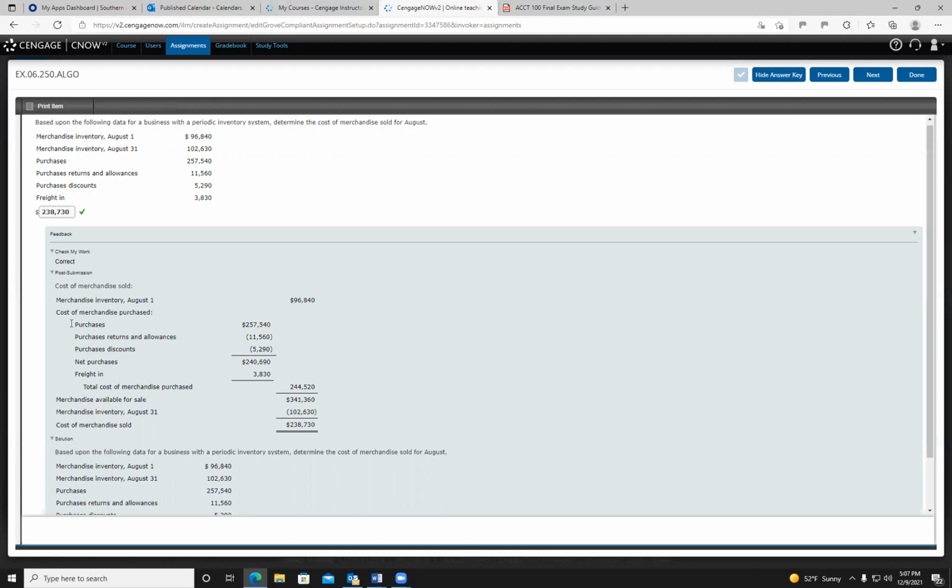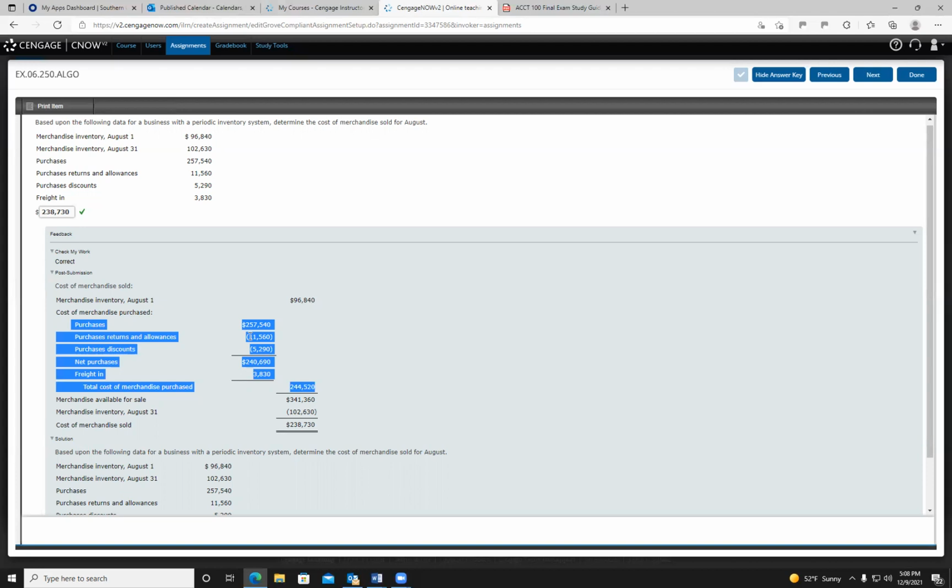If you look down here, in this little side calculation they have for us, we're going to look at what's in blue. The first thing we do is record total purchases, 257,540. We're going to immediately subtract out of that our purchase returns of 11,560. You see here, we subtracted that out. And then we subtract out our purchase discounts of 5,290. So our net purchases equals 240,690.